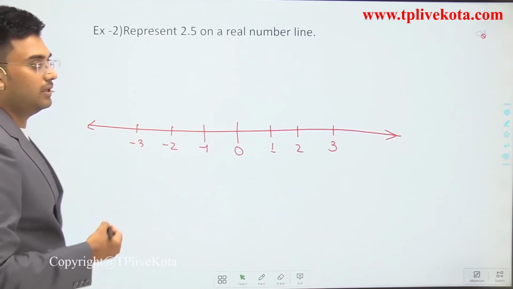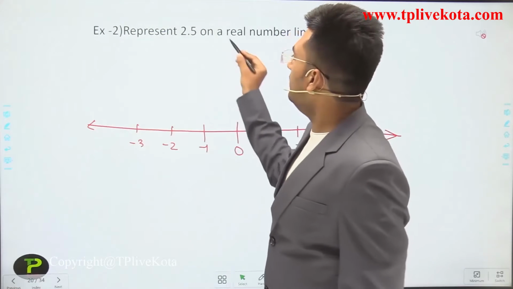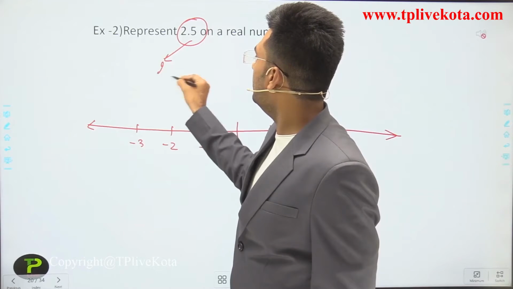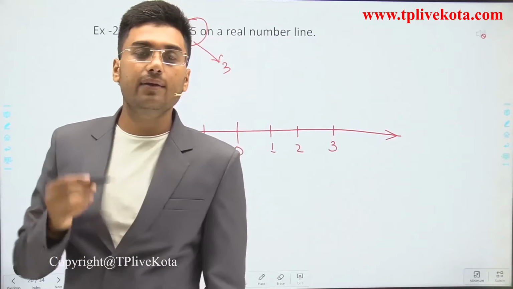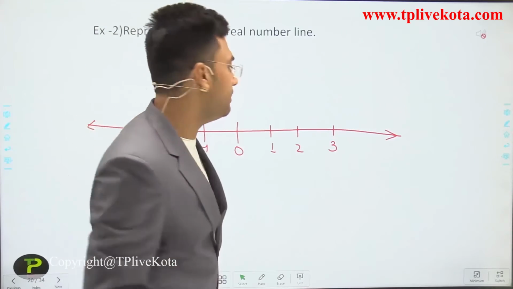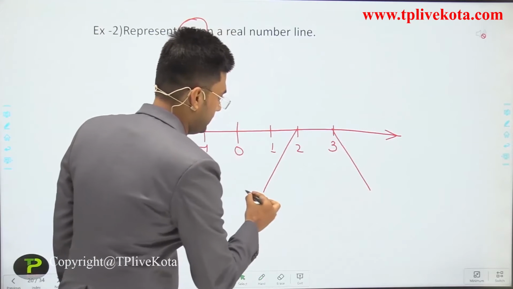Okay, this is the number line. Now we have to represent 2.5, and this 2.5 lies between 2 and 3. So we have to divide the distance between 2 and 3 into 10 equal parts.